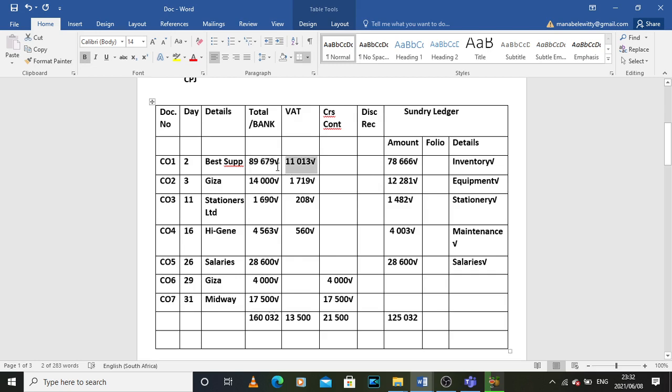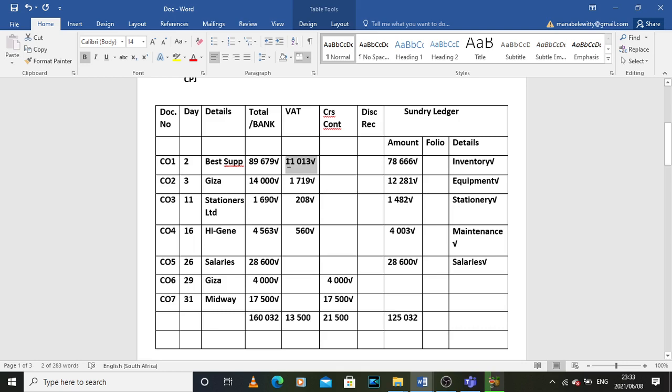So it's either you divide this amount by 1,14. 1,14 comes from 114 divided by 100. So if you divide by 1,14, automatically you get your amount without VAT. And then your bank amount or your total amount minus your amount without VAT is your VAT amount, if you don't want to calculate it using the percentage.